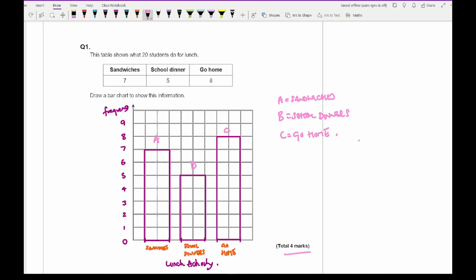And again, that should be absolutely fine for the 4 marks, but again, you need to make sure that your scale is correct, so that'll be worth 1 mark. The bars are correct, which is another mark. The gaps are correct, which is another mark. And your labeling is another mark there. So that's where the 4 marks will be awarded.